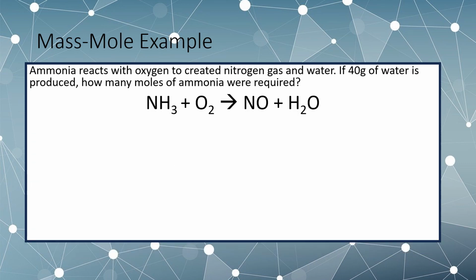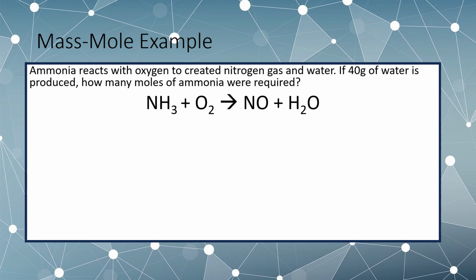Okay, in this example, which is a mass to mole example, we are given that ammonia reacts with oxygen to create nitrogen gas and water. If 40 grams of water is produced, how many moles of ammonia were required? Now, in cases like this, you might not always be given the reaction, but I'll provide it here to make it a bit easier for us.